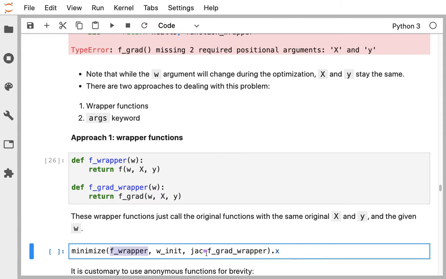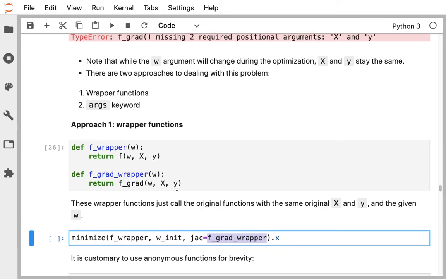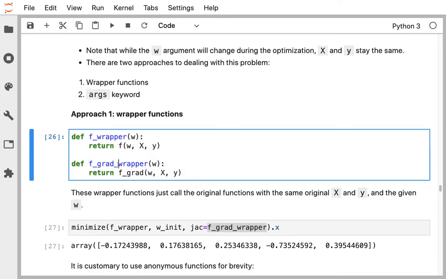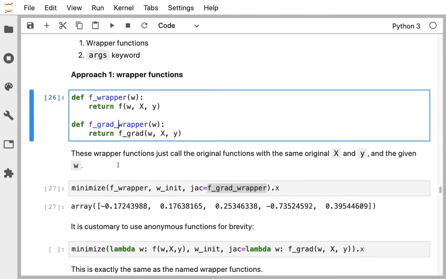And now if we call minimize and give it the wrappers, everything's going to be fine, because minimize is going to try to call our functions. It's only going to pass in w. These only take in w. They'll fill in the x and y, and everything is all good.